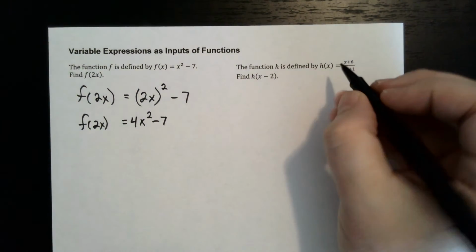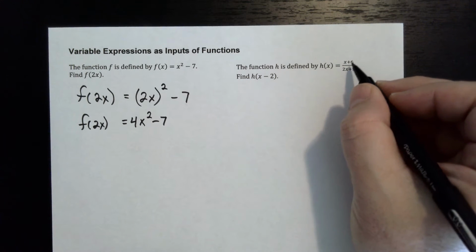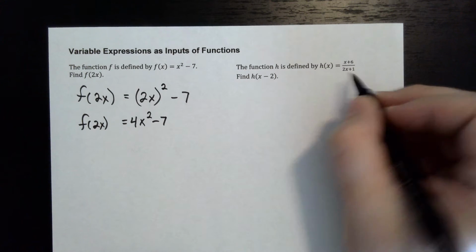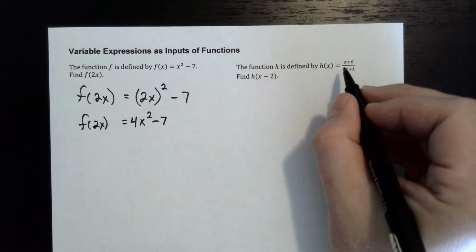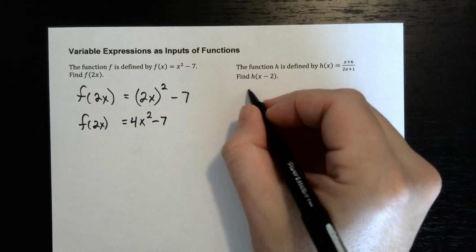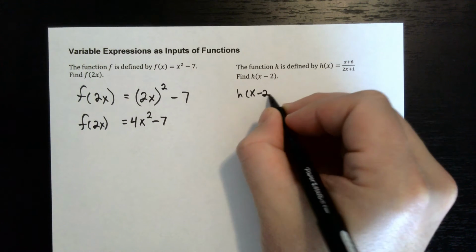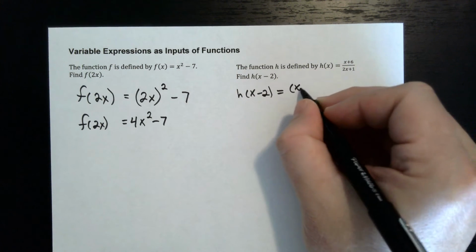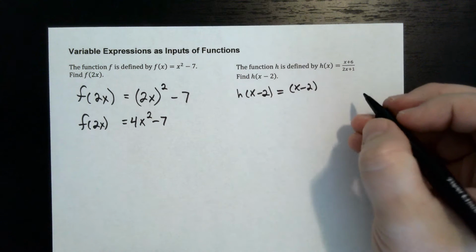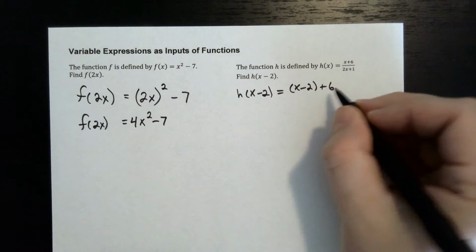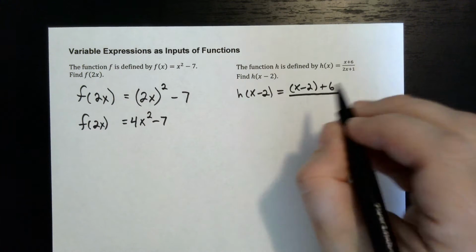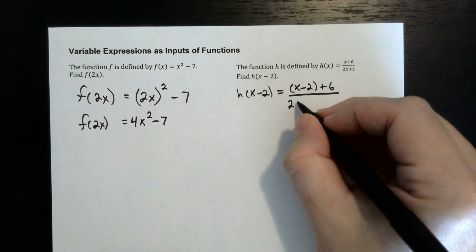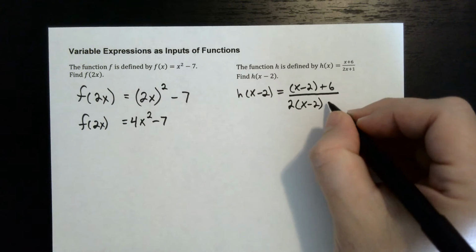Okay, let's look at the next one. So we have the function h of x equals x plus 6 over 2x plus 1, and we're asked to put in an h of x minus 2. x minus 2 is going to go into these x values. So h of x minus 2, here's x minus 2 in place of x, plus 6. And then x minus 2 goes in here. So 2 times x minus 2 plus 1.